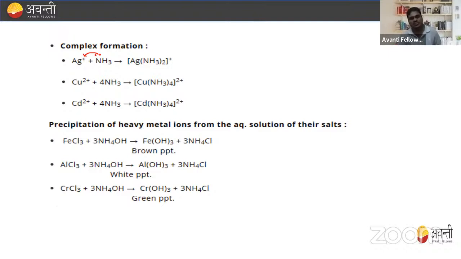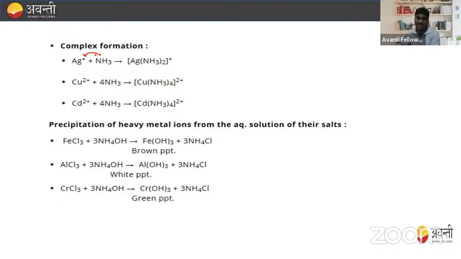Now, precipitation of heavy metal ions from the aqueous solution of their salt. Basically, when FeCl3 reacts with ammonium hydroxide, it will give Fe(OH)3 brown precipitate and ammonium chloride. Similarly, when AlCl3 reacts with ammonium hydroxide, it will form a white precipitate. Right. So whenever FeCl3 is treated with ammonium hydroxide, it will form a brown precipitate.